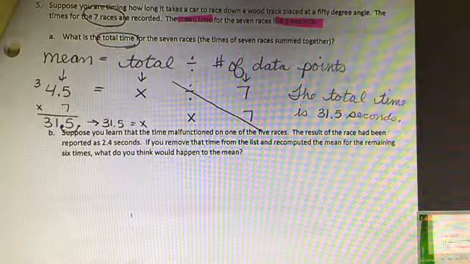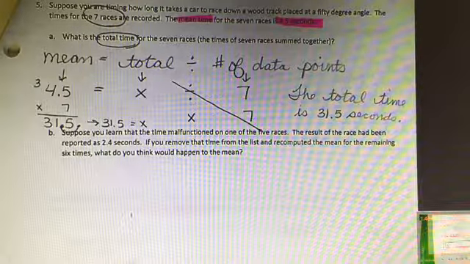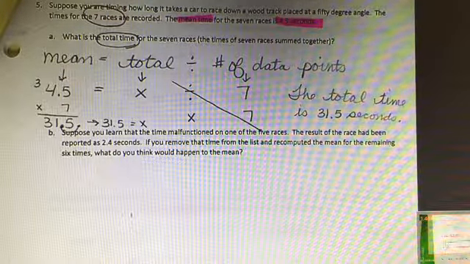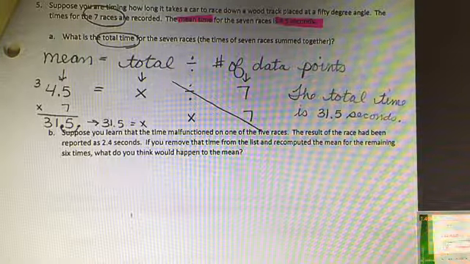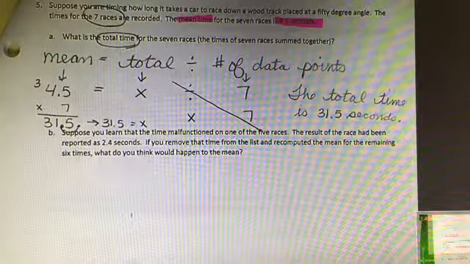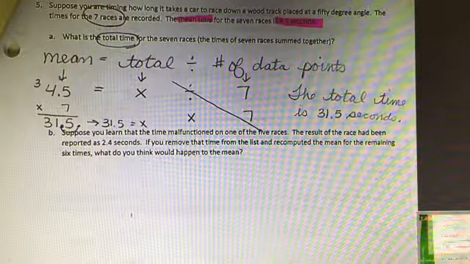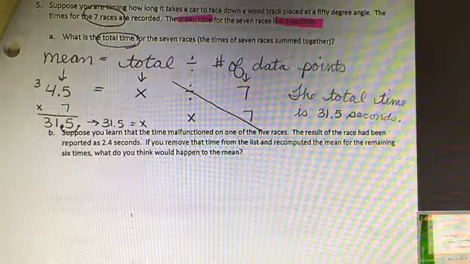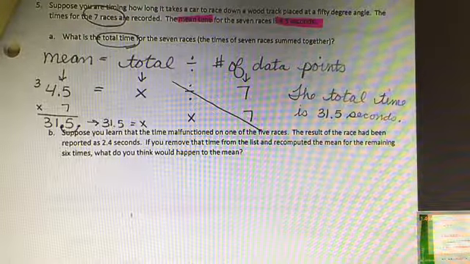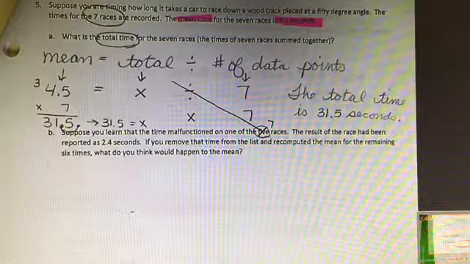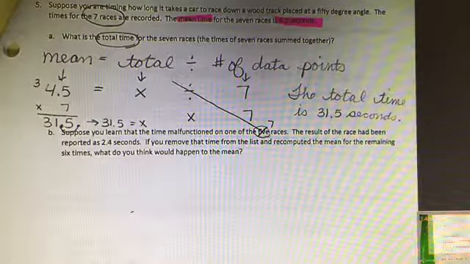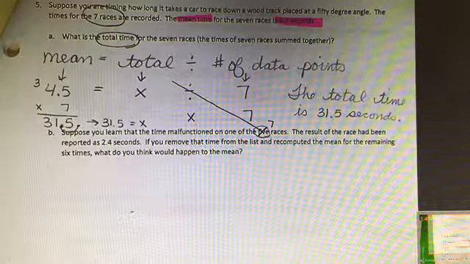Suppose you learned that the time malfunctioned for one of the 5 races. Okay, so we've changed this, right? This is 5 races now. The result of the race had been reported as 2 and 4/10 seconds. If you remove that time from the list and recompute the mean for the remaining 6 times, oh, actually this is really supposed to be 7. Sorry about that, it was a typo. So if you remove the time from the list and recompute the mean for the remaining 6 times, what do you think's gonna happen to the mean?